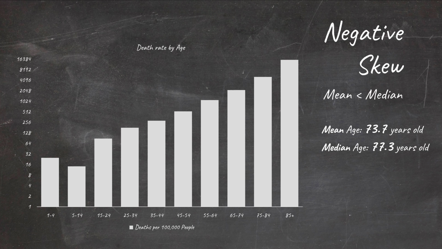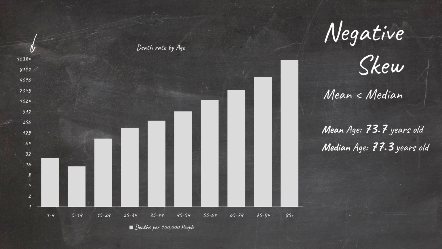Here's an example of a negatively skewed distribution, where the mean is less than the median. Death rate by age. Another thing worth noting is that this axis here is not linear. You can see it starts at 1, and then 2, and then 4, and then 8, and then 16. It's doubling each time. So this is a logarithmic scale. Sometimes in order to present data so that we can see the relative values a little more clearly, the logarithmic scale is better.